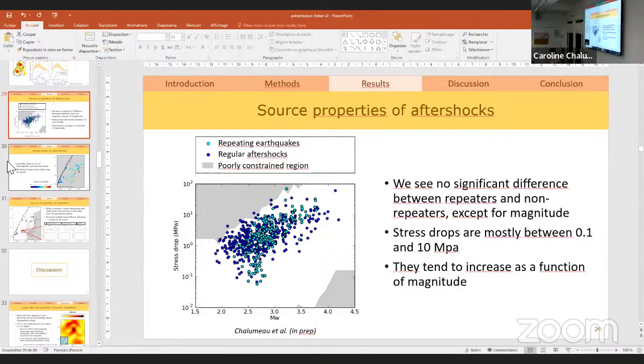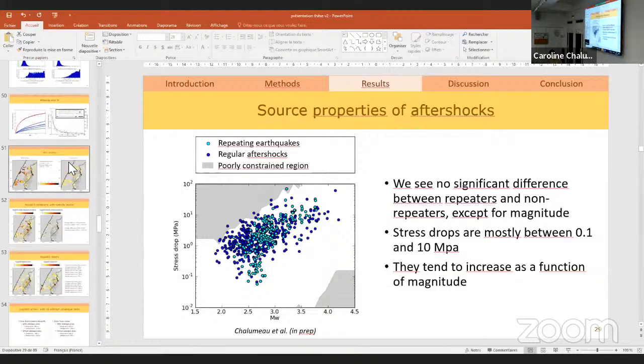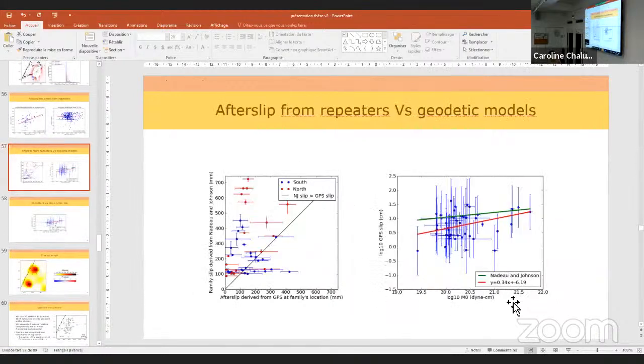Right. So I think that Nadeau and Johnson comes from observation, and then the assumption is made that the stress drops are similar. But what I showed you earlier is the relation between the seismic moments, in this case the seismic moments that I've recalculated, and then at the top the GPS that is still in this region. I'm looking at it in log space, but yes, as you can see, the relationship is steeper between the seismic moment and the GPS. Yeah.